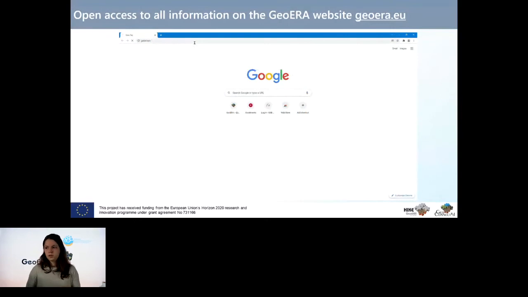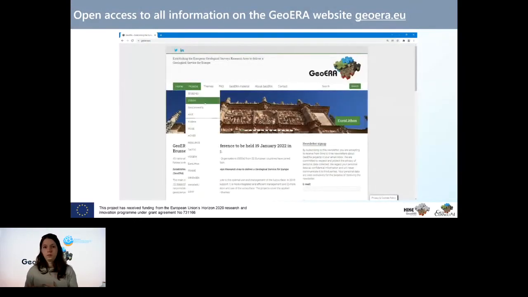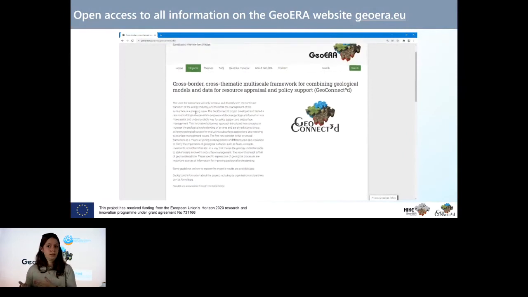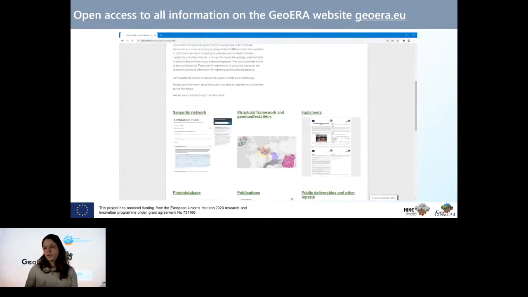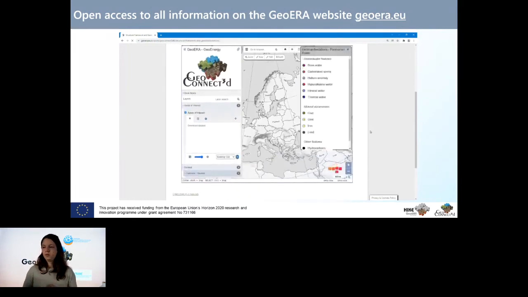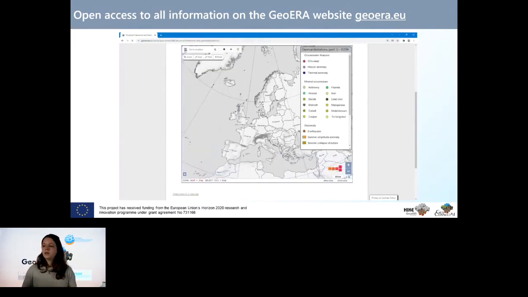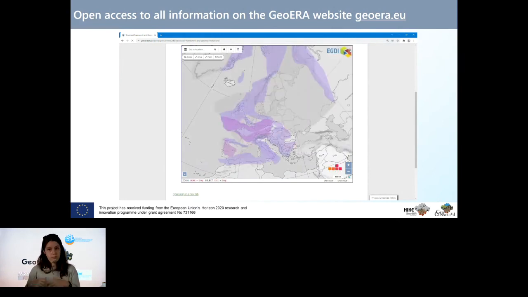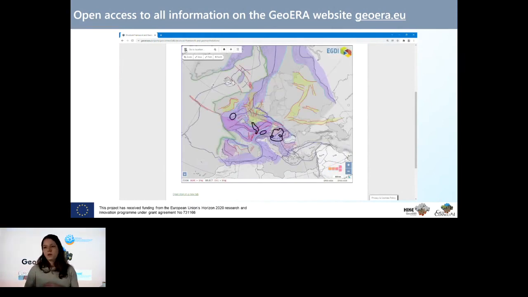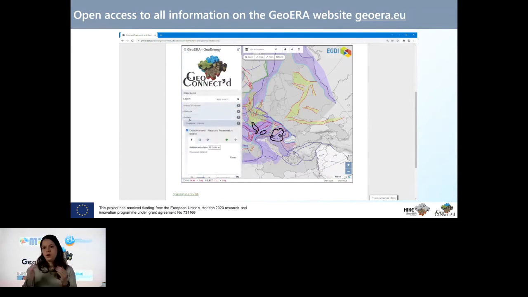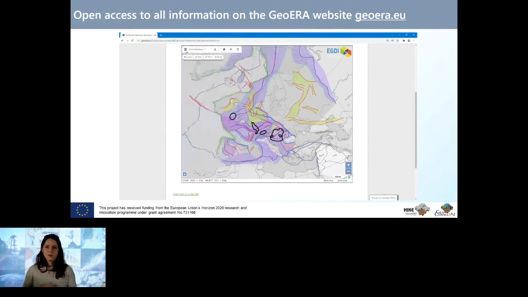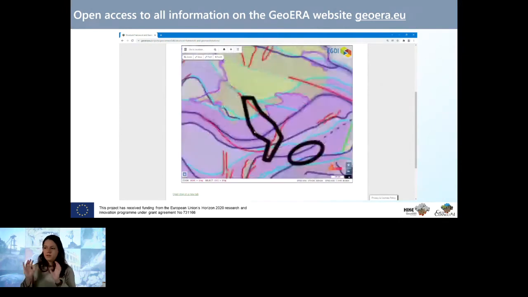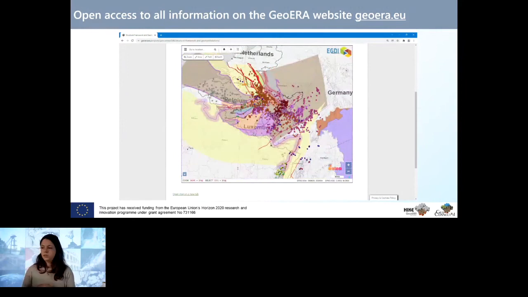So the website GeoERA.eu you might be already familiar with. On the projects tab, in this case, a GeoConnected example. In the project page, you have really all the results available. We're going into the structural framework, which is the EGDI map where our results are hosted. There is a menu on the left side where all the different layers are displayed. In GeoConnected, all of these are turned on by default because of the multi-scale functionality. The areas in black can be zoomed in to indicate where more detail is available.